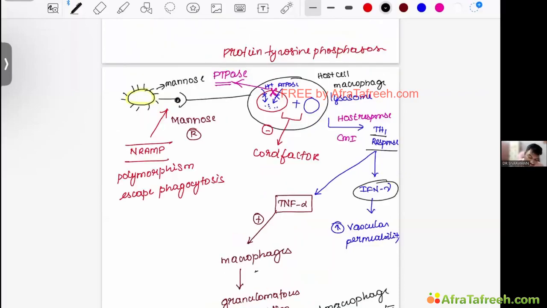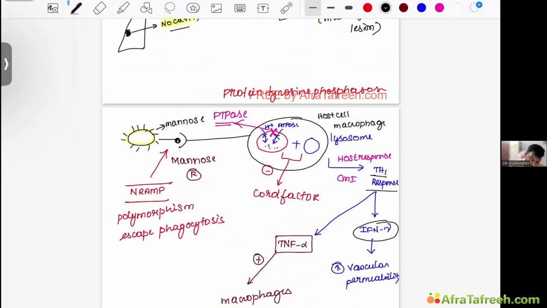PTPase is produced by your bacteria. This PTPase will prevent your bacteria from getting killed by this hydrogen ion ATPase. What does hydrogen ATPase produce? Hydrogen ion, acid, right? It prevents the killing of the bacteria by the acid. That is the function of your PTPase.